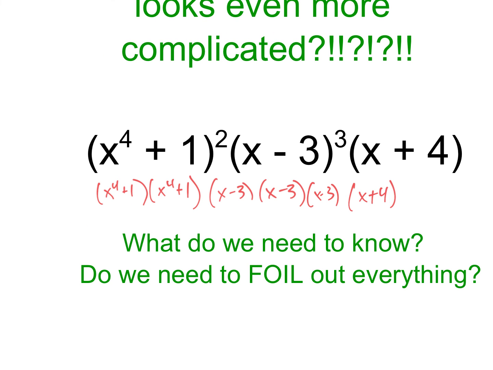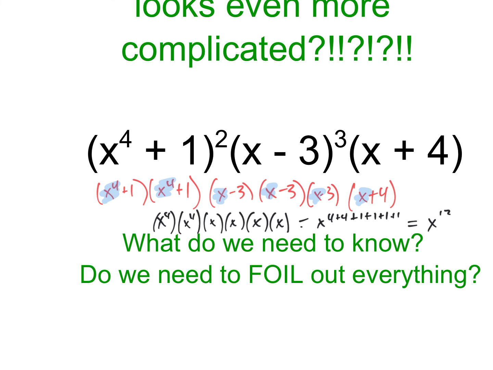So with that thought in mind from the previous problem, I could combine these. So x to the fourth, x, x, x, and x. If I want to know that leading term, I really just got to multiply these together. So x to the fourth times x to the fourth times x times x times x times x, which would give me x to the 4 plus 4 plus 1 plus 1 plus 1 plus 1, or x to the 12th.